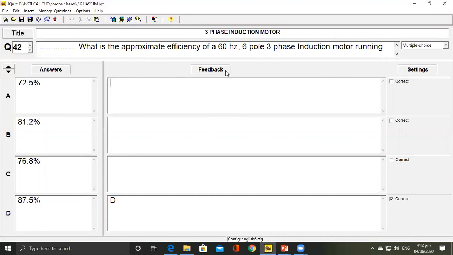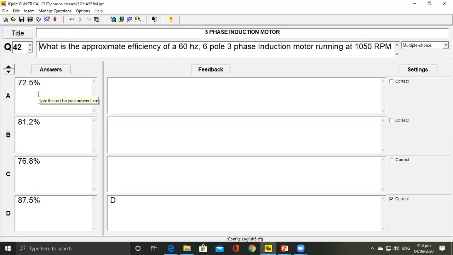What is the approximate efficiency of a 60 hertz 6 pole 3 phase induction motor running at 1050 rpm? So you have to find the approximate efficiency. Option A 72.5 percentage. Option B 81.2 percentage. Option C 76.8 percentage. Option D 87.5 percentage.